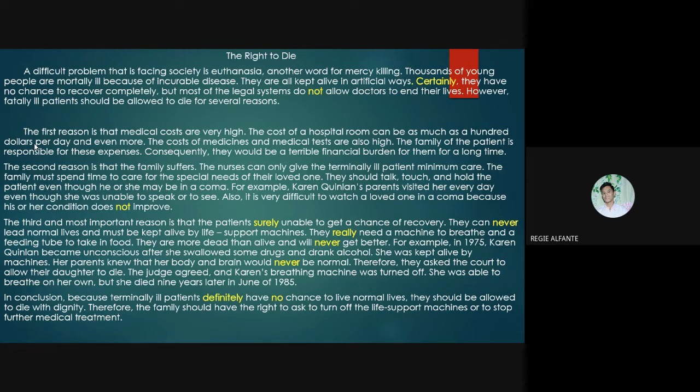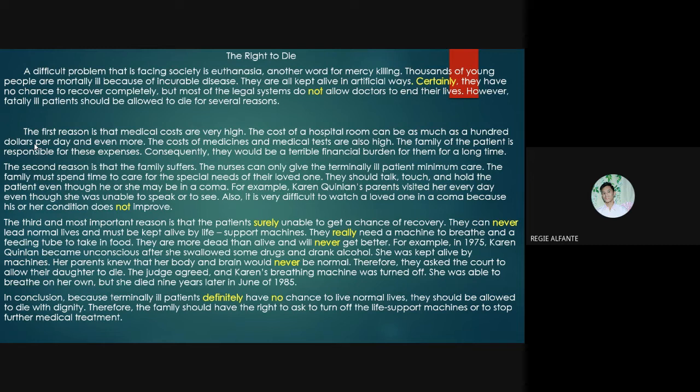A third and most important reason is that the patient is surely unable to get a chance of recovery. They can never lead normal lives and must be kept alive by life support machines. They will need a machine to breathe and a feed tube to take in food. They are more dead than alive and will never get better.